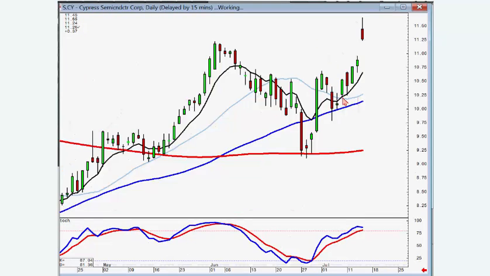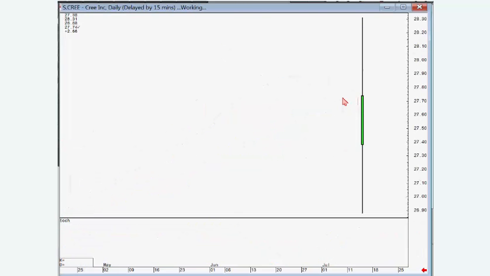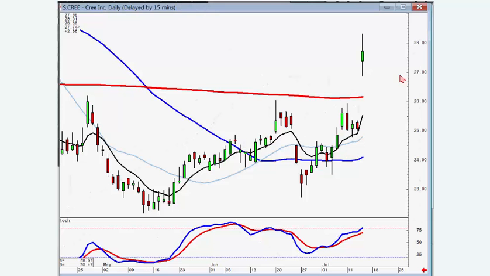Cypress did the message. If it opens lower tomorrow, I'd take profits. What you want to do is see it open and start trading positive, putting you in the 45 degree. Cree, another one that more than likely is going to be in a 45 degree, the same trajectory as what it was prior to the consolidation area.